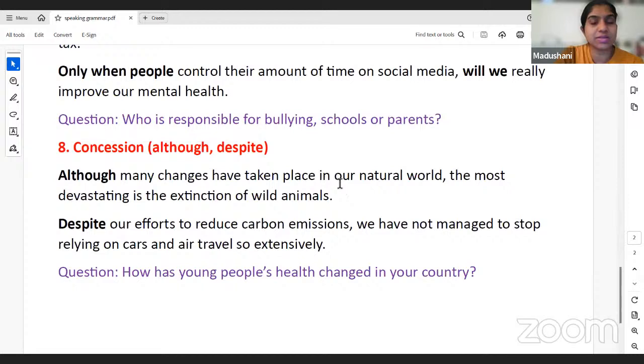Yeah, that's the end of concession. All right. So, yeah, despite our efforts to reduce carbon emissions, we have not managed to stop relying on cars and air travel so extensively. So, although, despite, so what I was talking about, yes.